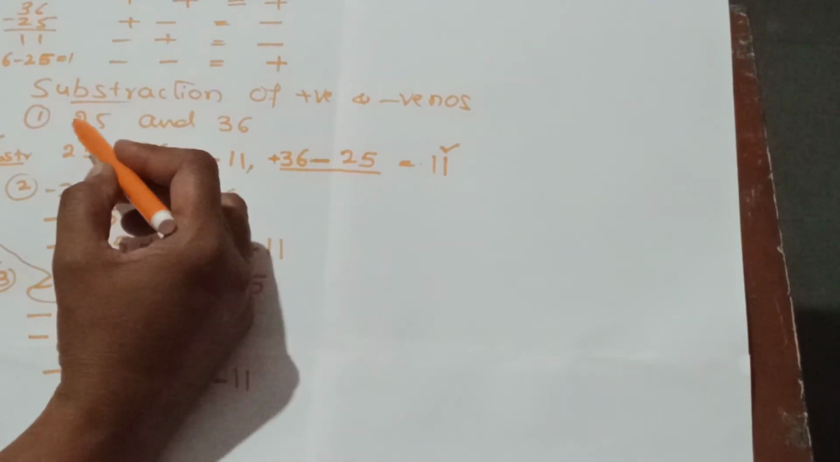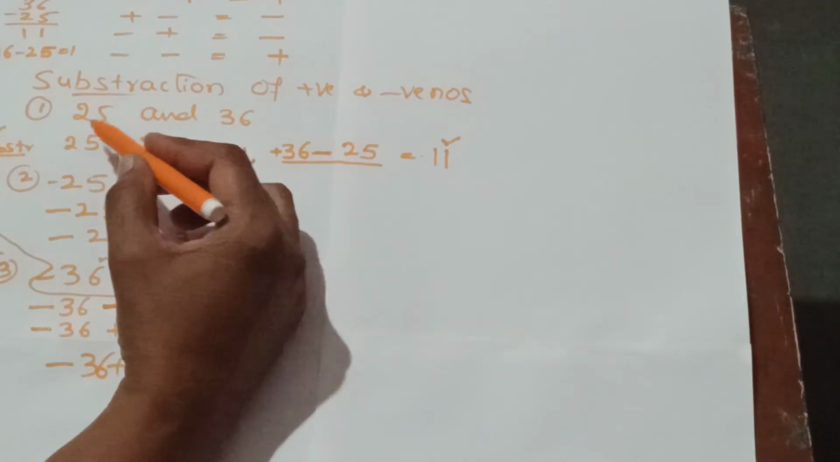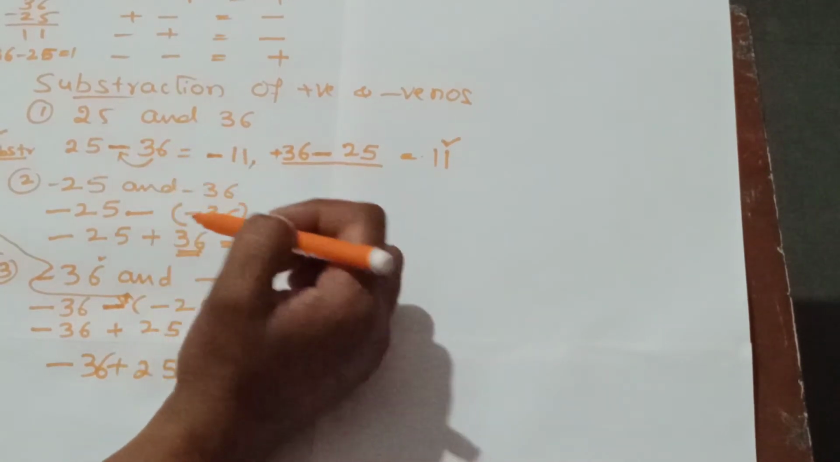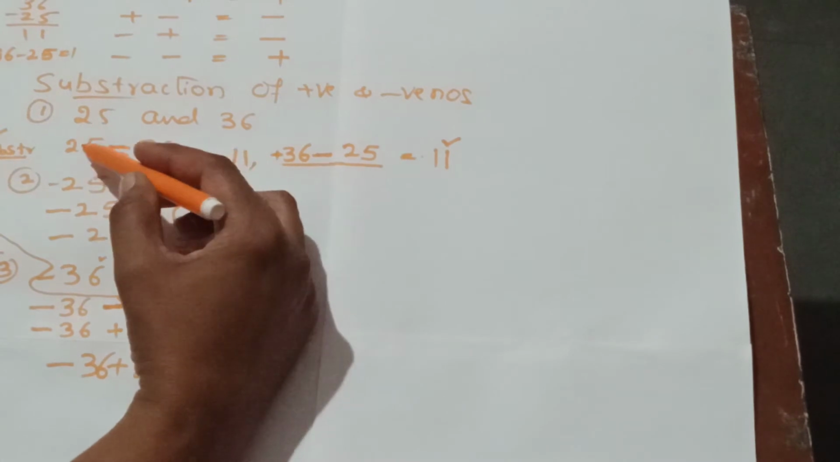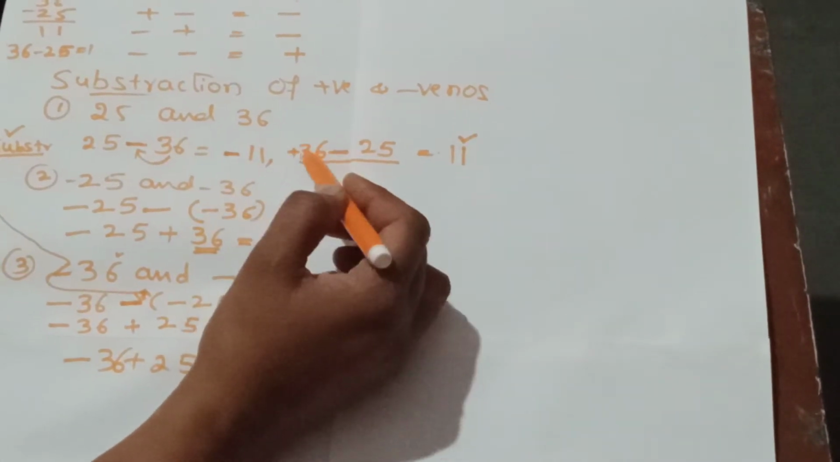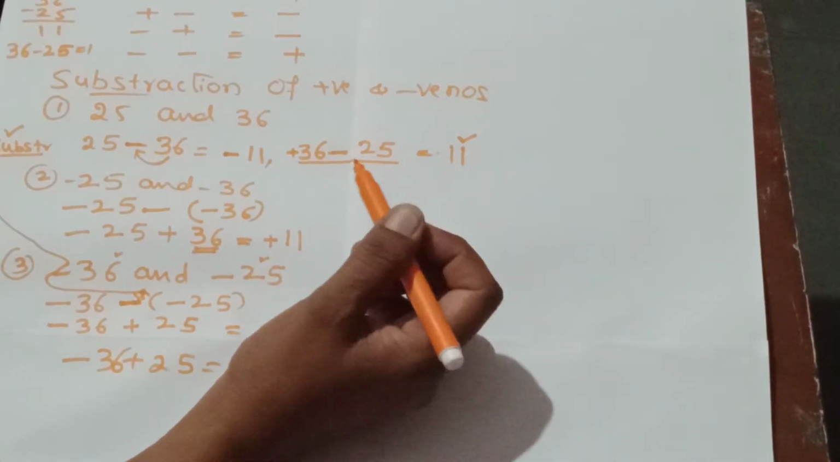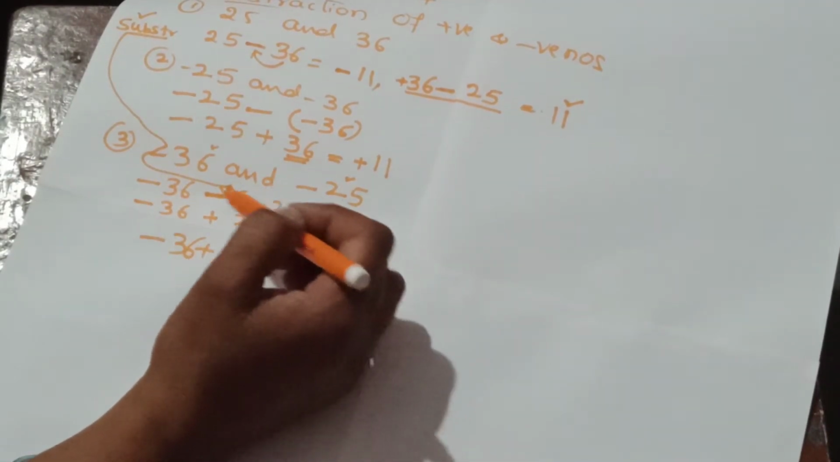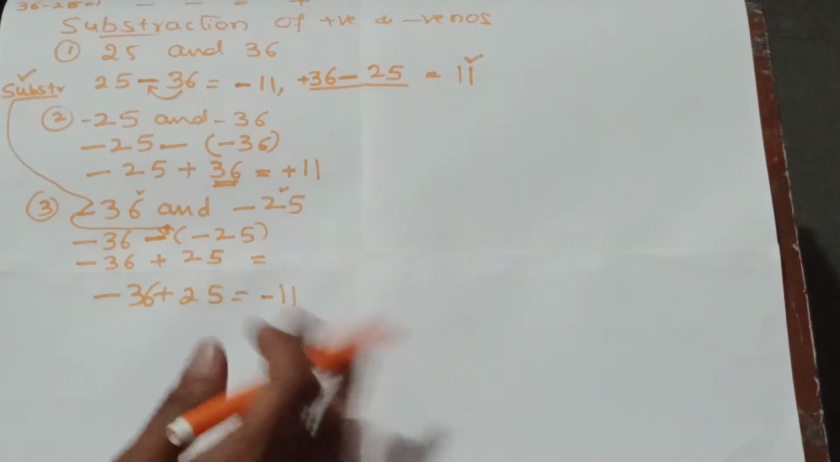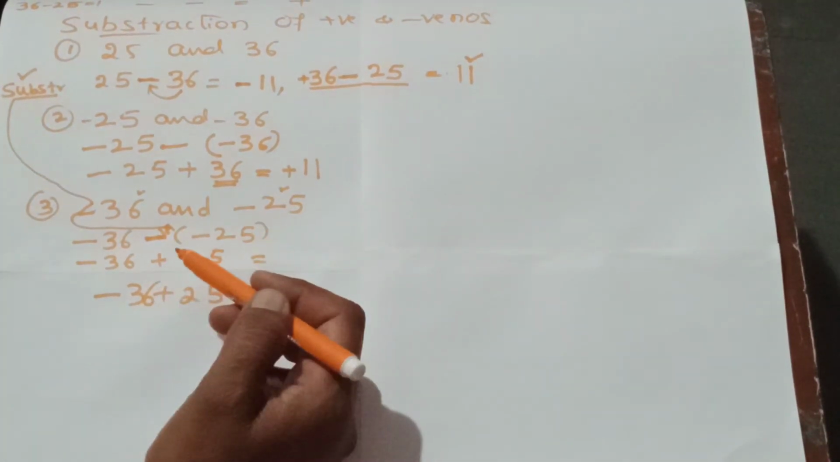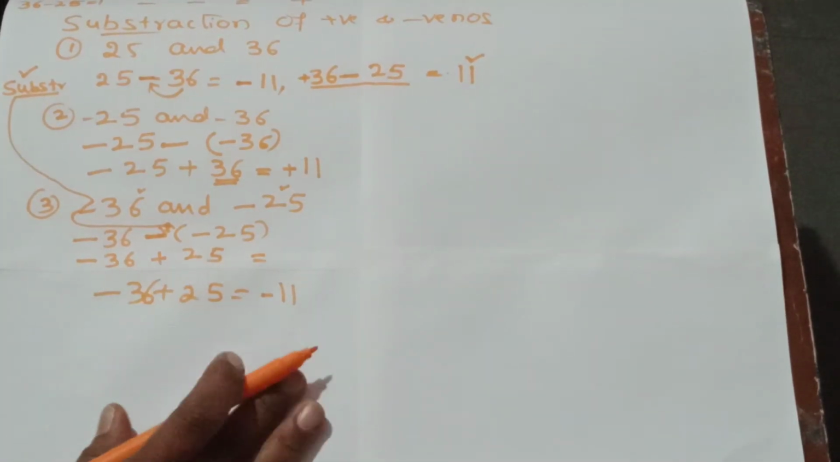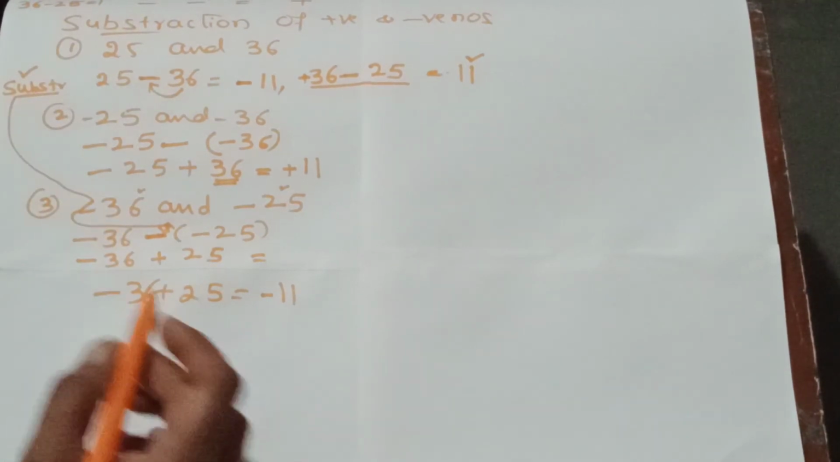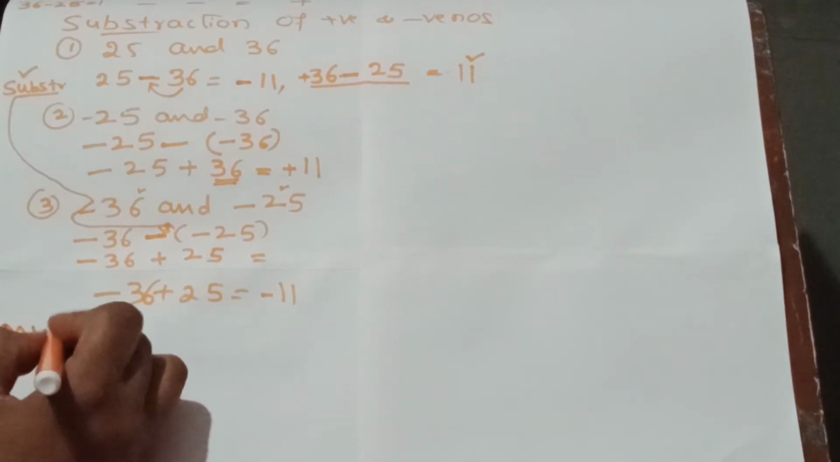The first one, when both the numbers are positive, is very simple. For 25 minus 36, it is not necessary to put the bracket; you can directly write 25 minus 36. If it is 36 minus 25, we can go with that. If the numbers are with different signs, in that case you put the bracket. This is a very simple concept. Addition and subtraction are very simple, and multiplication is even easier than that.